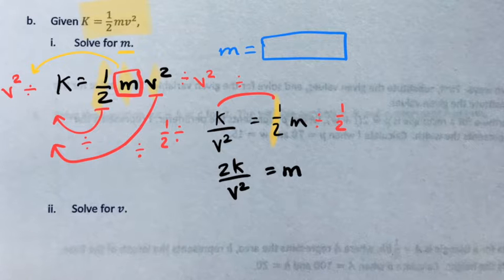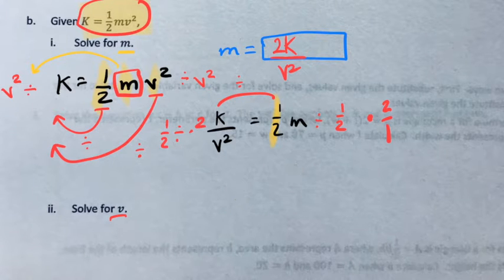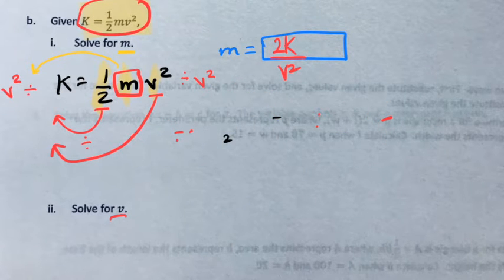Now, how did I get 2k? We know that when we are dividing by a fraction, we are essentially multiplying by the reciprocal, right? So that's how I ended up with 2k. Now, let's go ahead and take the same equation and solve for v. Go ahead and do this one on your own.